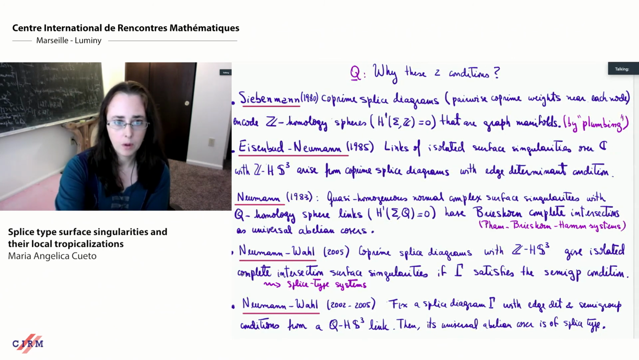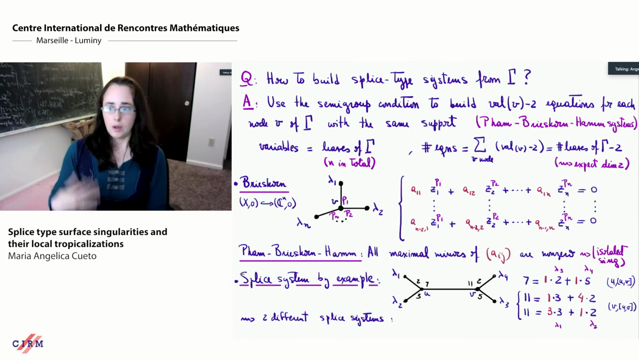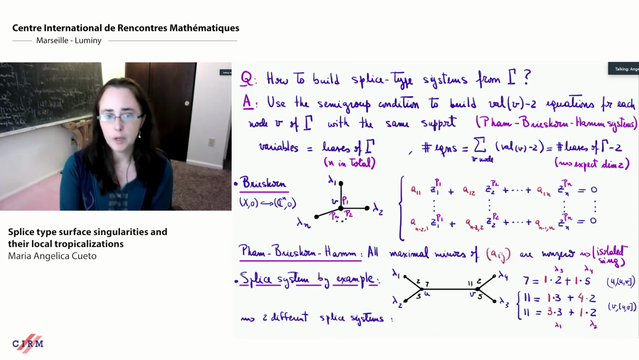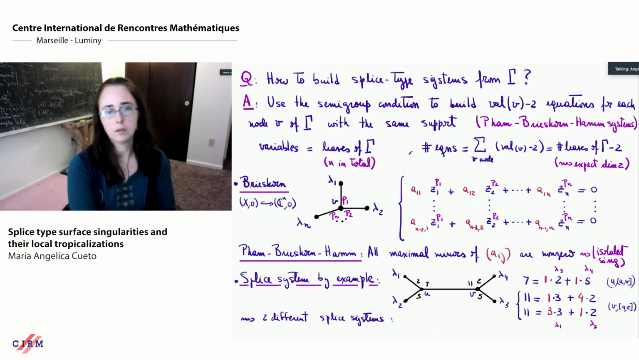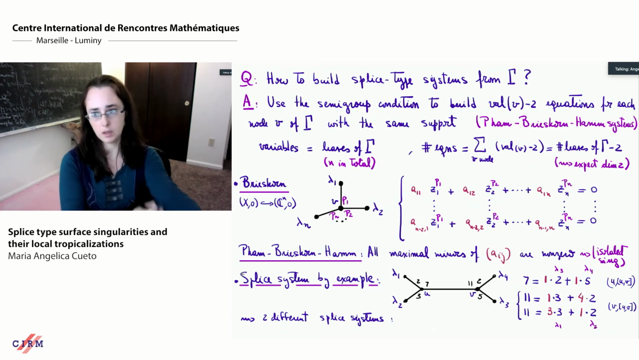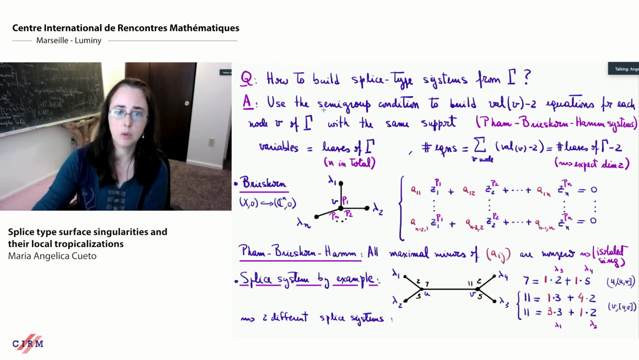Okay, so I mentioned that there's going to be some complete intersections, and the question is now how to build these systems of equations. And as I said, the semigroup condition is really the key here. And so the idea is going to be inspired by what happens in the Brieskorn setting. So maybe let me discuss this first.